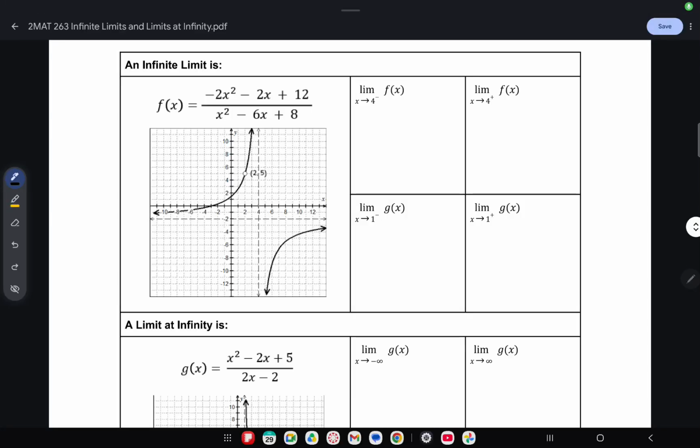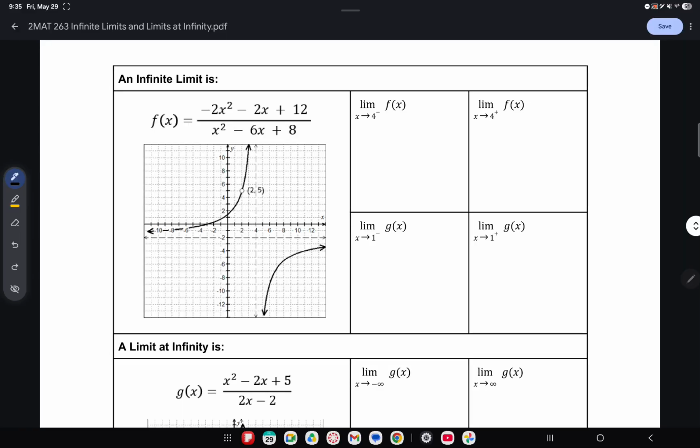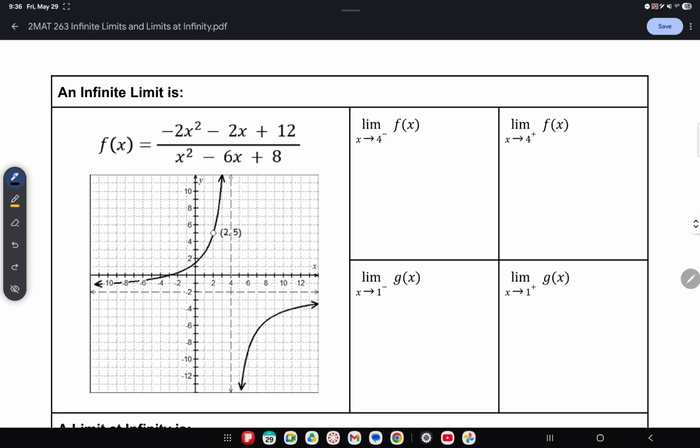Right, we're going to look at infinite limits and limits at infinity. So an infinite limit, let me write a little statement here, is as x approaches c, the limit will approach either of the infinities, whether it's positive infinity or negative infinity. And what's happening there on the graph is a vertical asymptote.